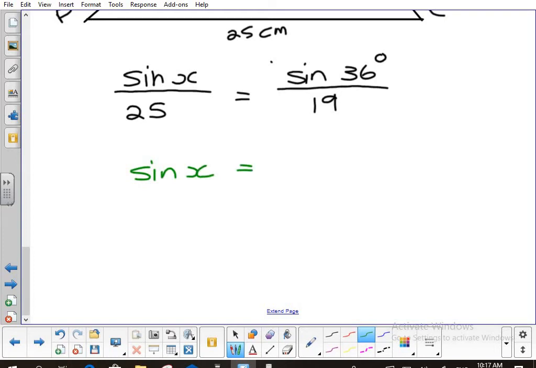Remember what I said, 25 goes across. I'm going to multiply it. If I multiply, it goes to the top. So I'm going to get 25 sin 36 over 19. So in grade 10, you were taught that if you're looking for the sin, it's shift the sin. If you have the angle, it's normal sin. So what it means to me is I'm looking for the angle here. How am I going to find that? By making use of the shift sin function on my calculator.